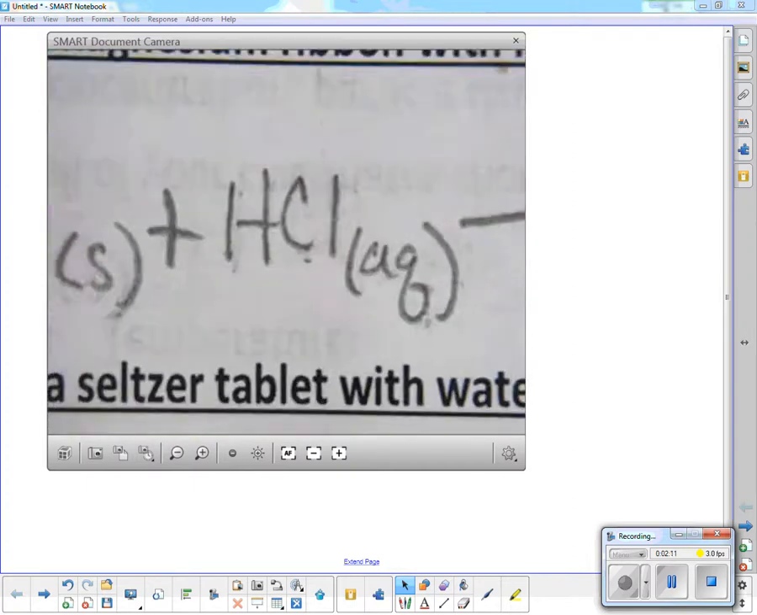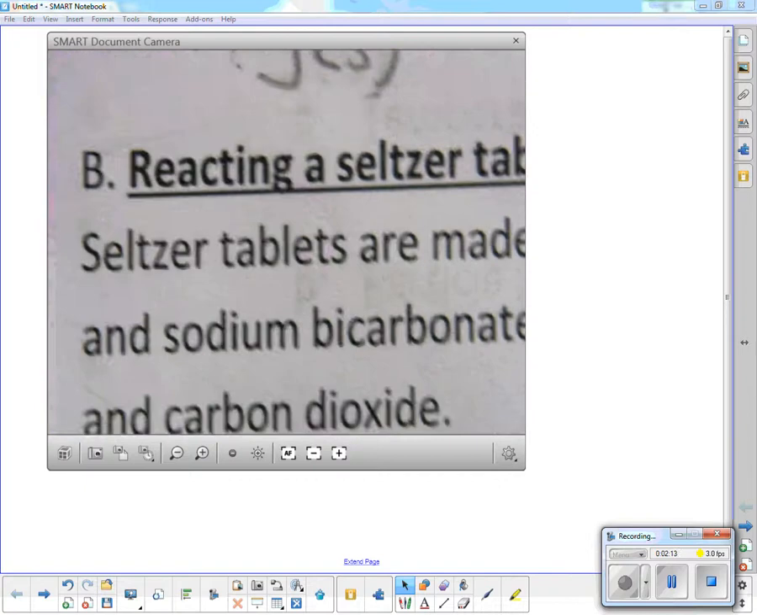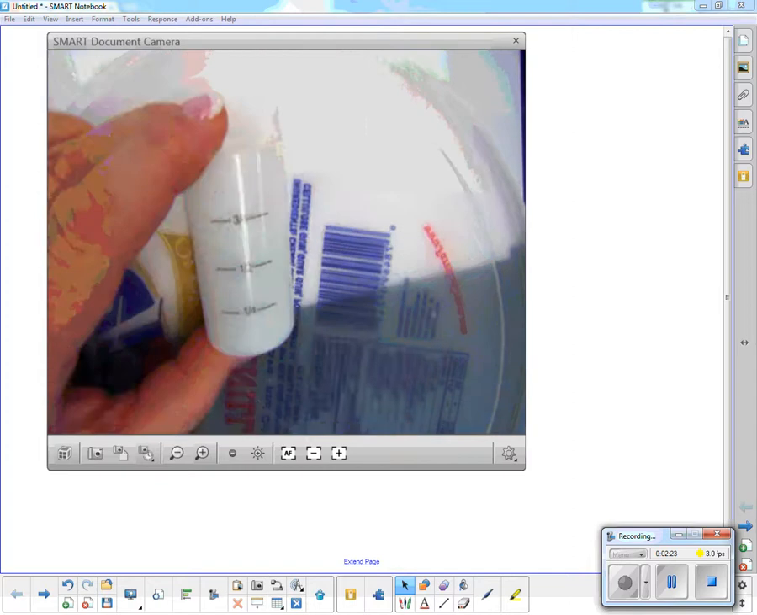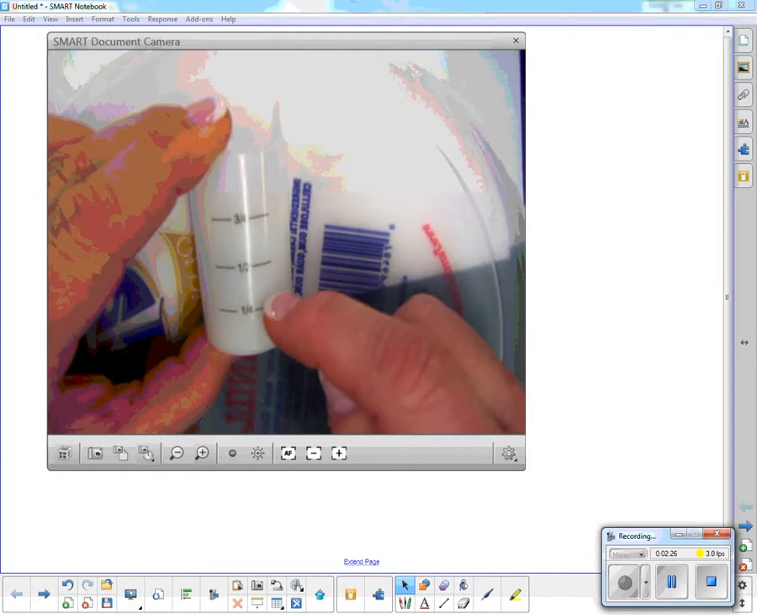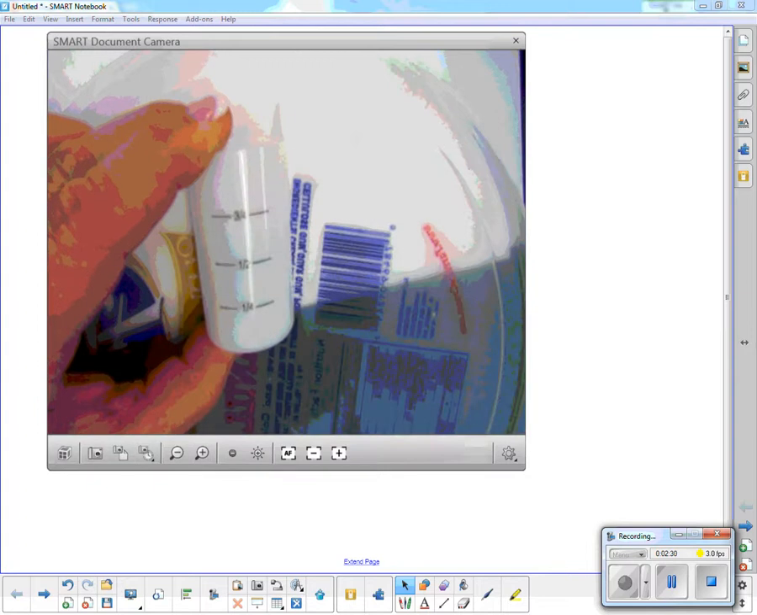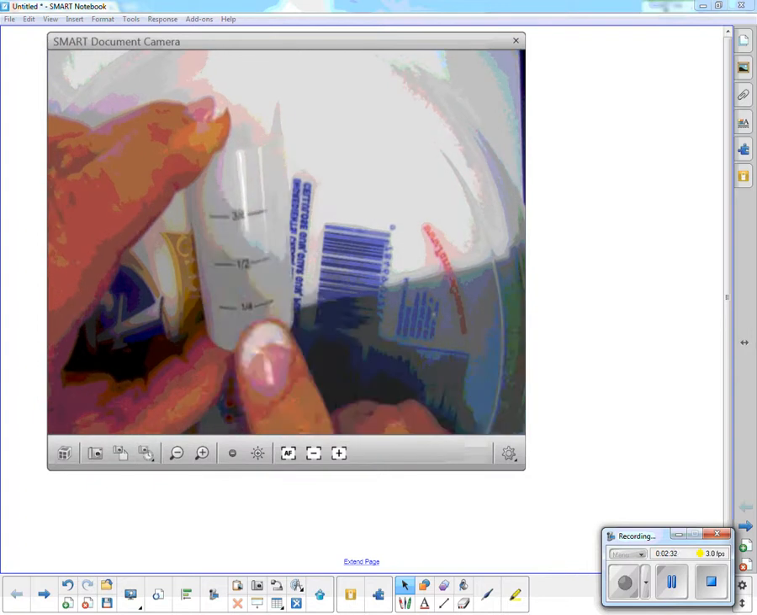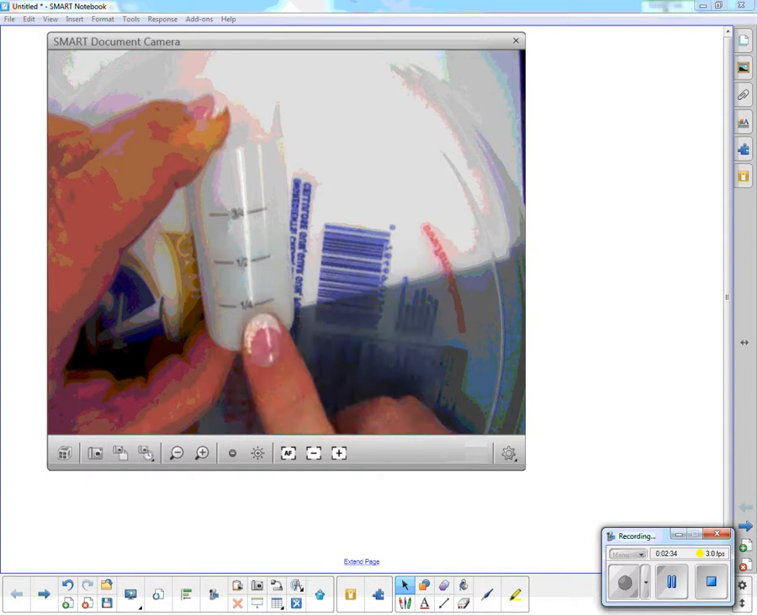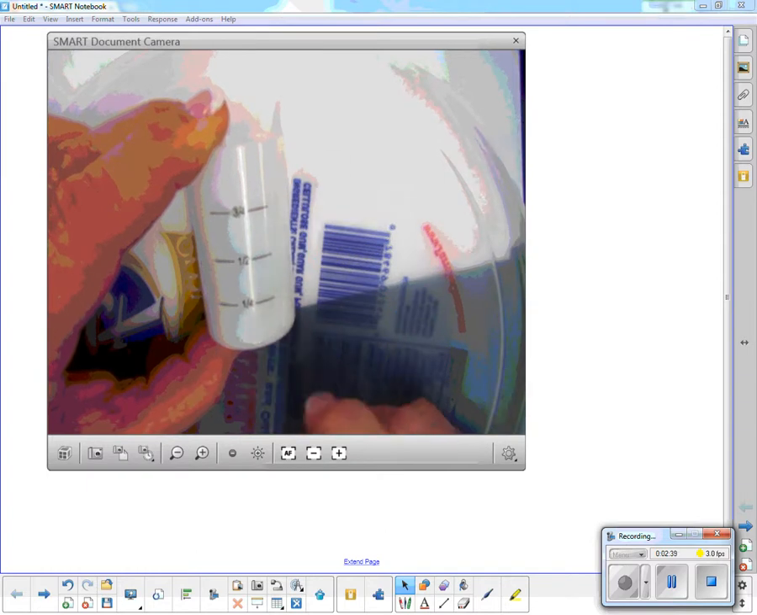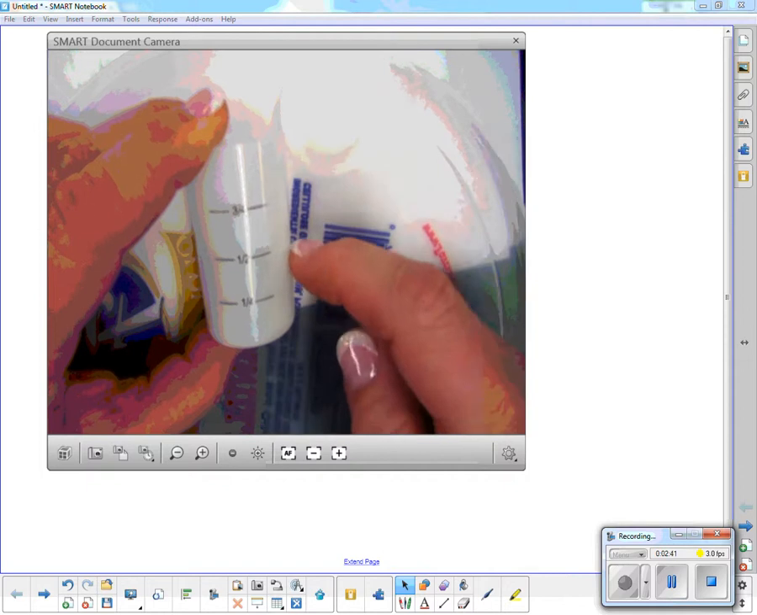And B, we're going to do down here at the bottom, is reacting a seltzer tablet with water. To do that, we're going to use a film canister, and the film canister has marks on it that you can use, 1/4, 1/2, 3/4. Some of them have a third and a 2/3. Decide what you want to add as far as water. You could change the temperature of the water by adding cold water, ice water, room temperature water, hot water. So you can change that and hold the volume constant.